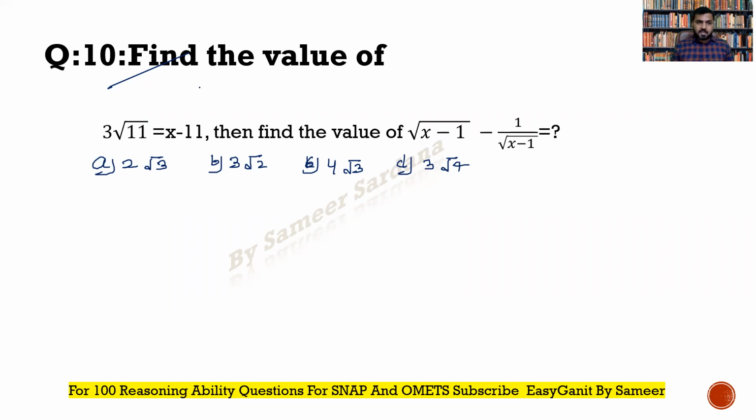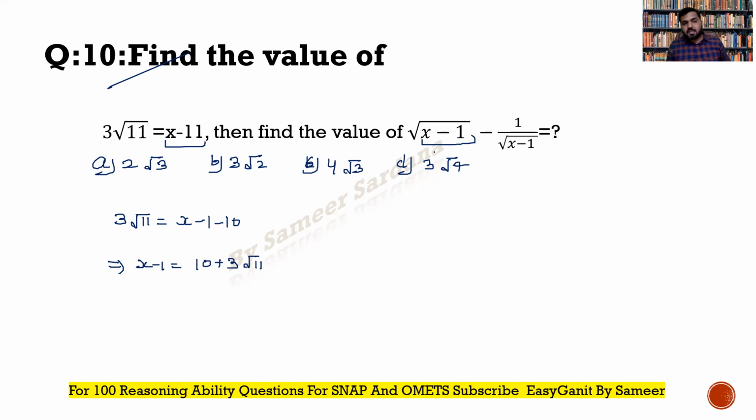See this. Now this is an amazing question, guys. See this. What I want is the value of x minus 1, right? Can I find out the value of x minus 1 from here? Yes, I can definitely do that. You see, 3 root 11 will be equal to x minus 1 minus 10, right? So x minus 1 will be equal to 10 plus 3 root 11.